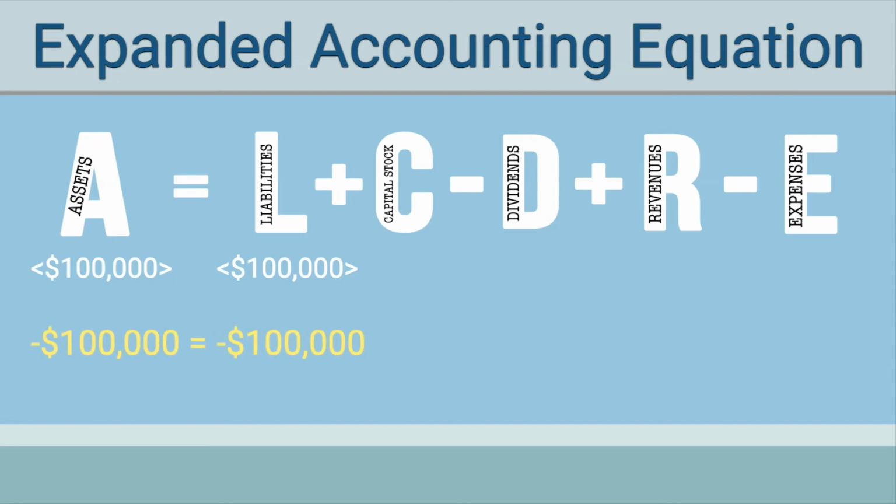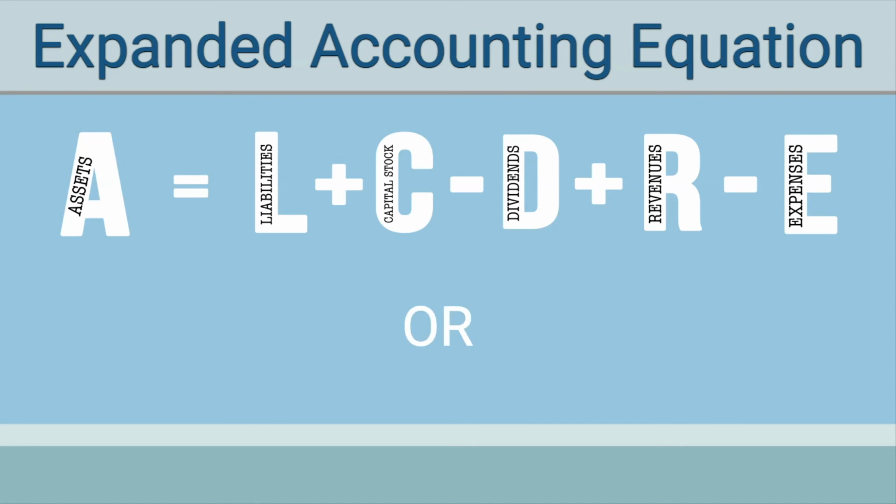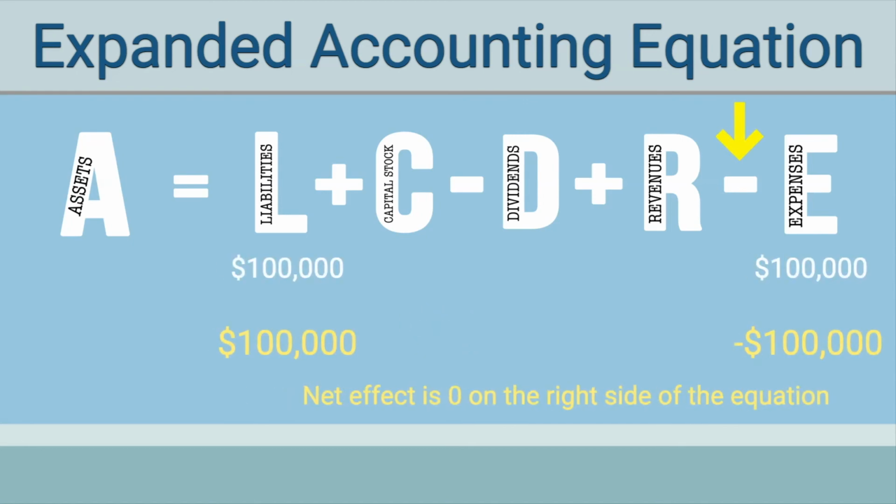Or a transaction where assets and liabilities are decreasing by $100,000. Or liabilities increase by $100,000 and expenses are recorded for $100,000. The equation is still in balance because expenses has a minus sign in front of it.